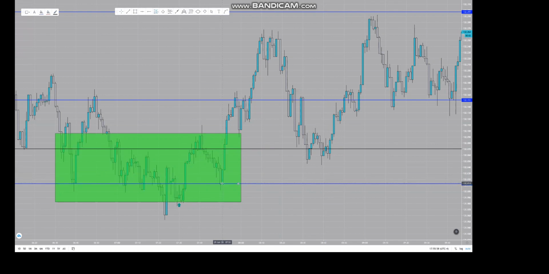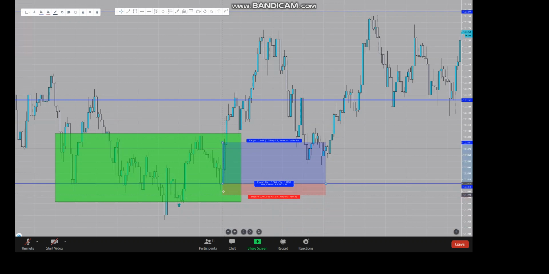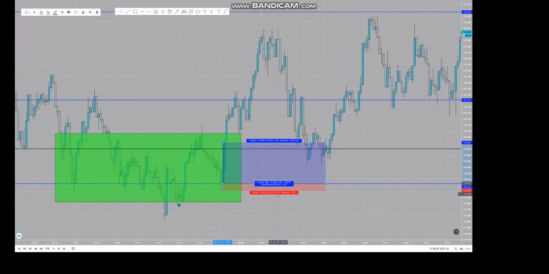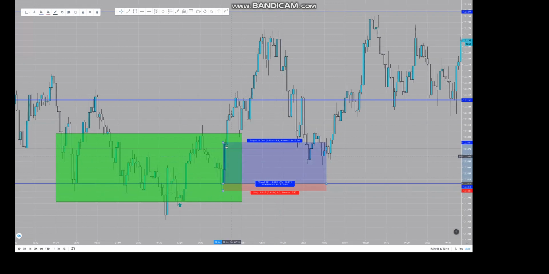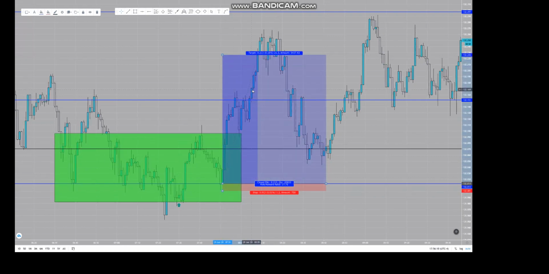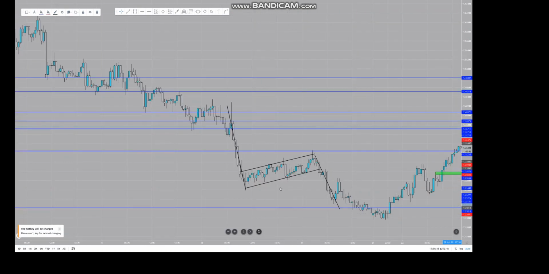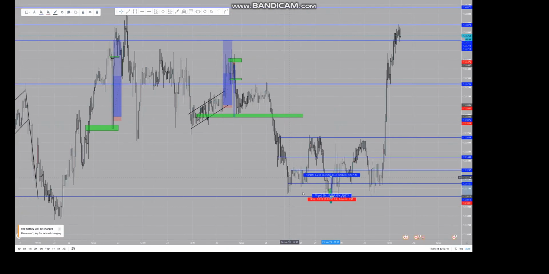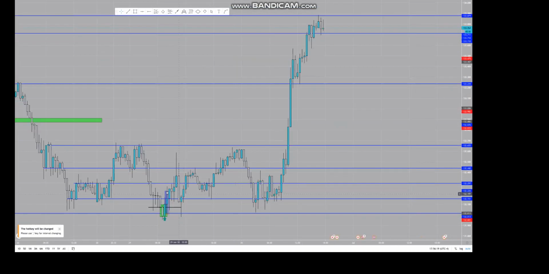So this would be entry. This would be exit. See that stop loss right here, so 1.2 pip. You guys see it? Pay attention now.